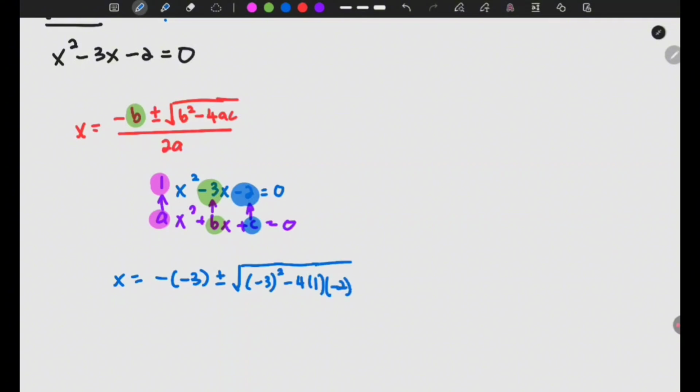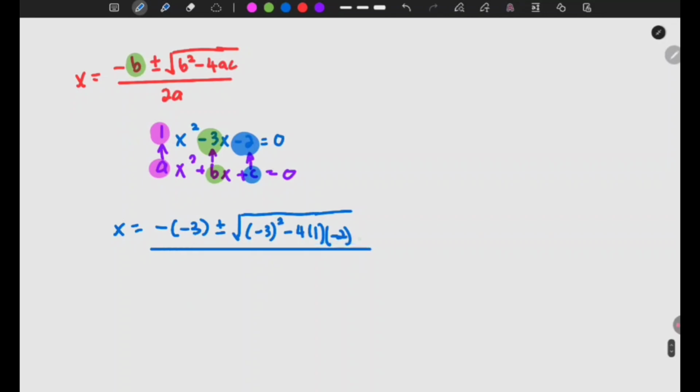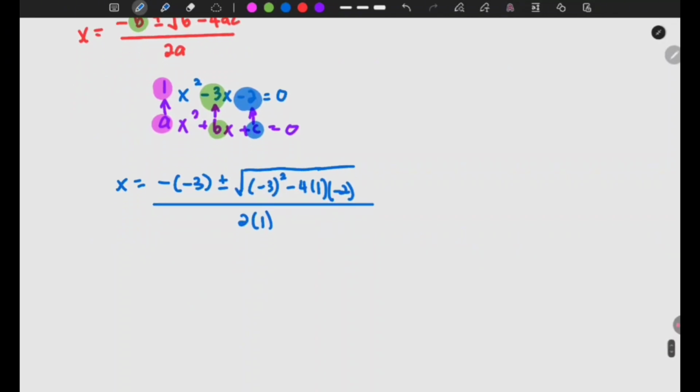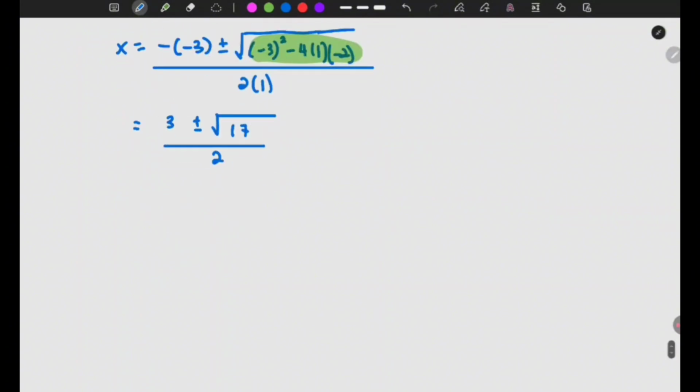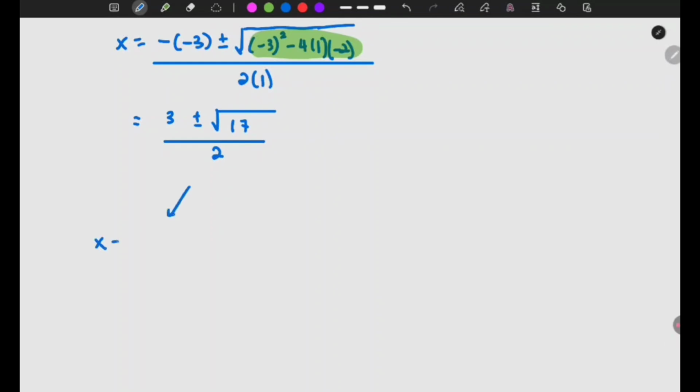Negative negative becomes positive, plus minus. This entire thing, I just press in the calculator. Negative 3 squared minus 4 times 1 times negative 2, you get square root 17, over 2. And as I told you, remember, if you see a plus minus, split into 2. So one, your x is 3 plus square root 17 over 2. Another one is x equals 3 minus square root 17 over 2.